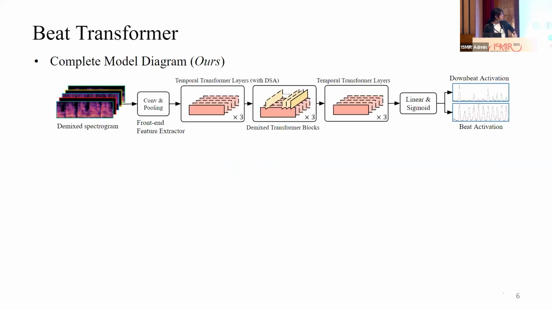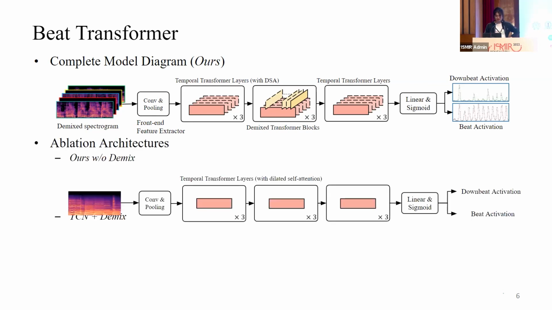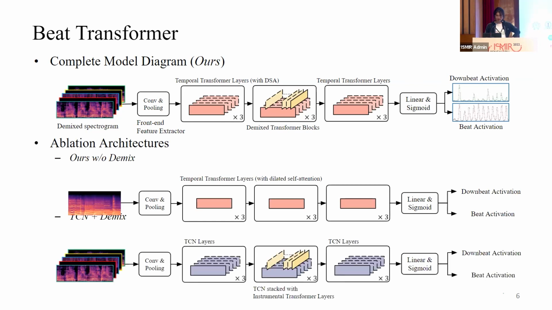So here is an overview of our model architecture. As you can see, we use a total of 9 temporal transformer layers with DSA, and the middle 3 of which are expanded to demixed transformer blocks. We also introduced 2 ablation architectures. The first one is a non-demixed model, and in the second model, we replace the temporal transformer layer with a TCN layer. Essentially, we want to compare dilated self-attention with dilated convolution.